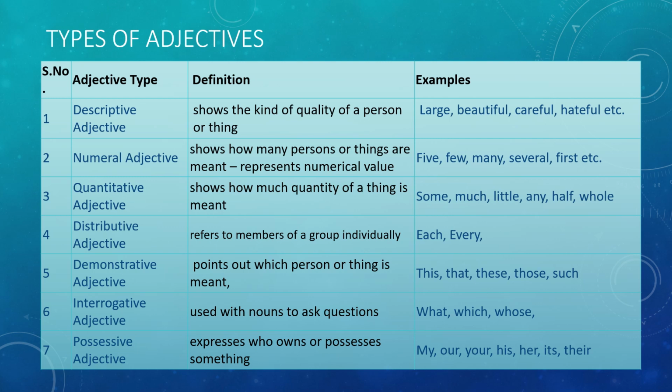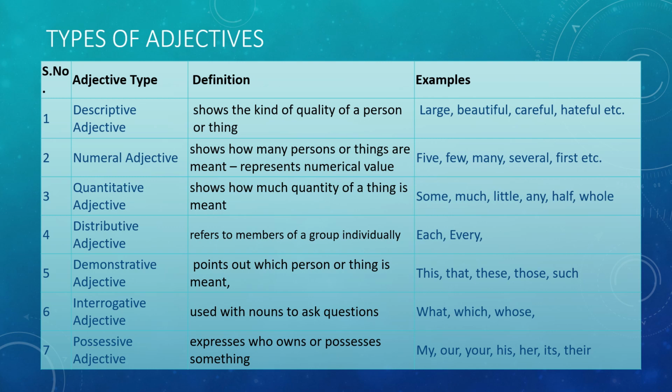Here are the types of adjectives. We can categorize the adjectives into 7. The first one is descriptive adjective. It shows the quality of a person or a thing. For example, it is a beautiful gift. The house is very large.